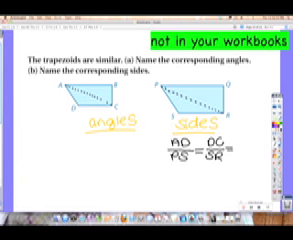Don't forget to check. 1, 2, 3, 4. All four numerators, did they come from the same shape? Okay, then we're good. All four of the denominators, did they come from the same shape? Okay, we're good. You ready to go?